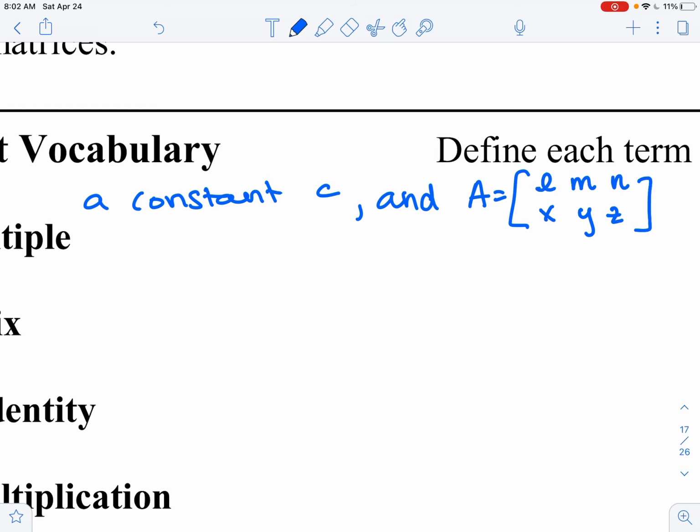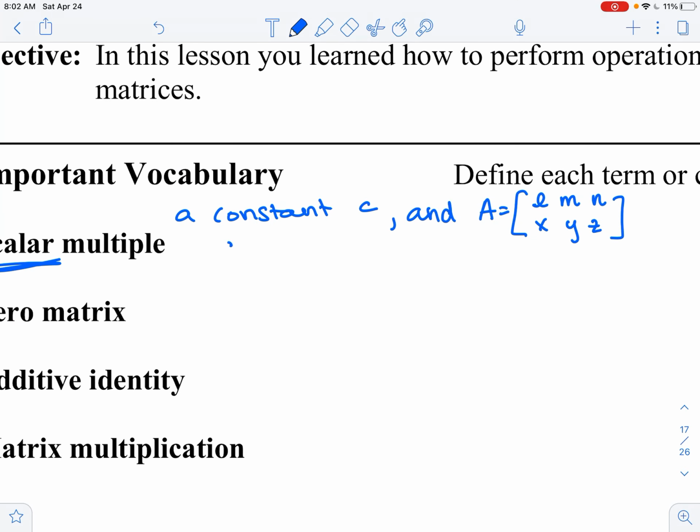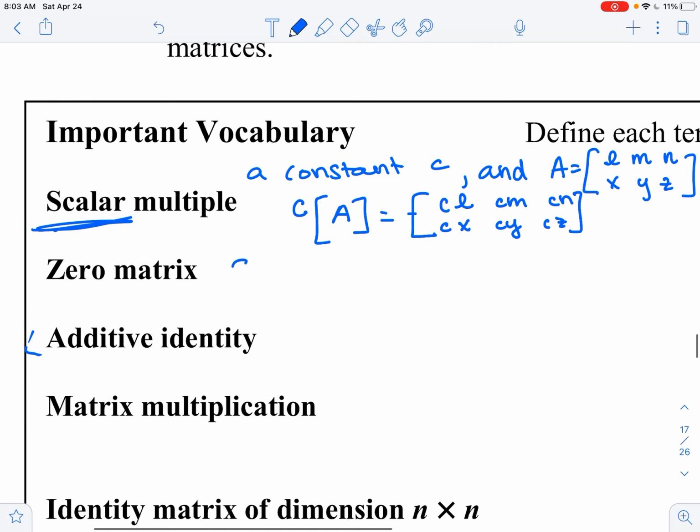And if I multiply the constant times matrix A, we'll get a matrix that looks like C times L, C times M, C times N, C times X, C times Y, C times Z. A zero matrix is simply a matrix with only zeros in it. Okay, it could be any shape.